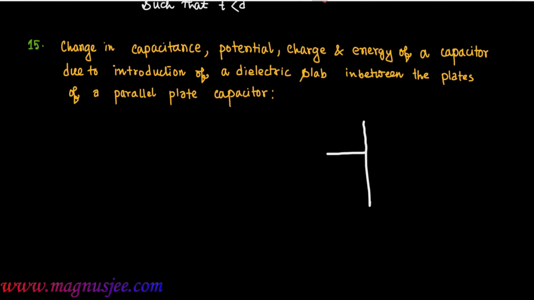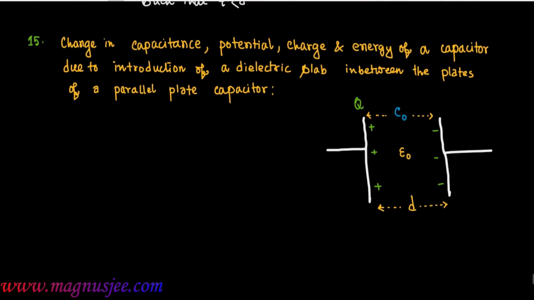We can draw a diagram of a parallel plate capacitor with vacuum only. This is the parallel plate capacitor with positive charge and induced negative charge. Q is the charge given to the plate and d is the distance between the two plates, and the intermediate medium between the two plates is vacuum. That's why the permittivity of vacuum is epsilon 0. The capacitance of this parallel plate capacitor with vacuum only is C0.